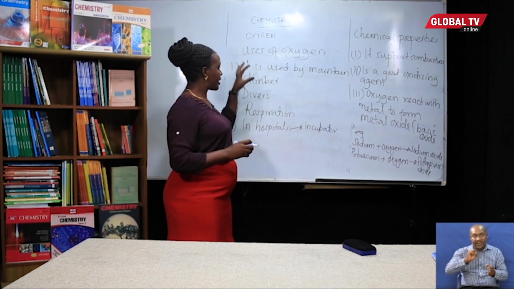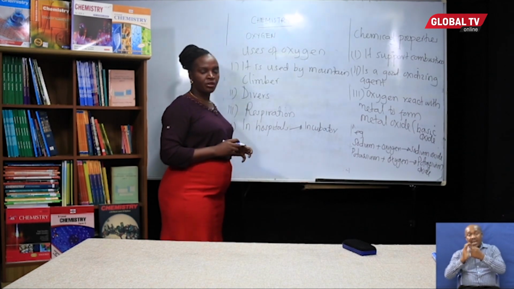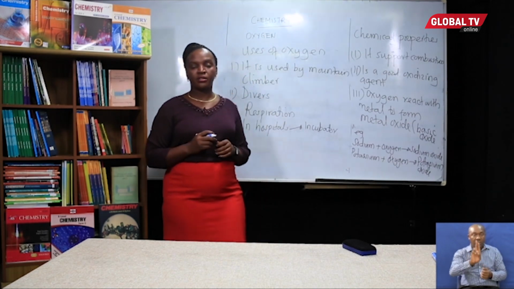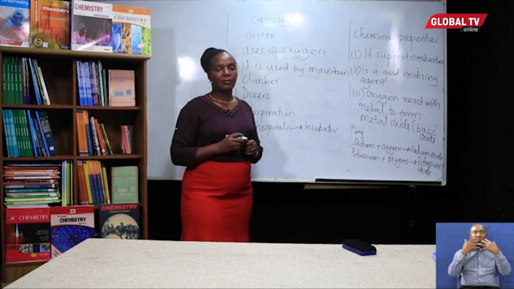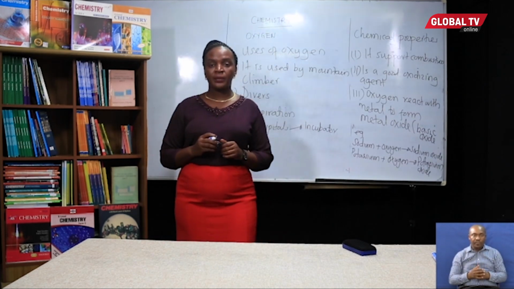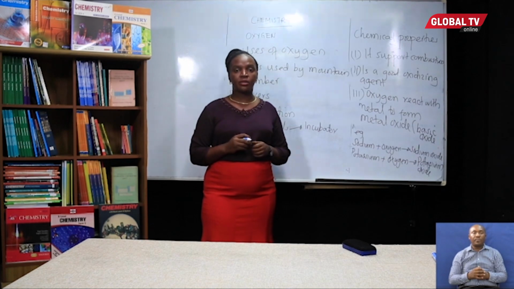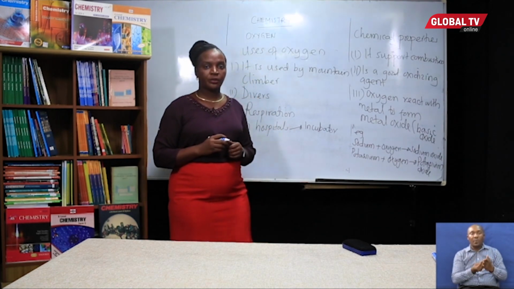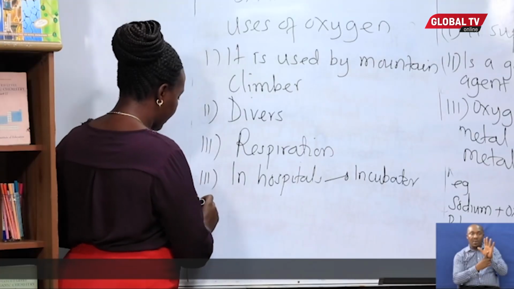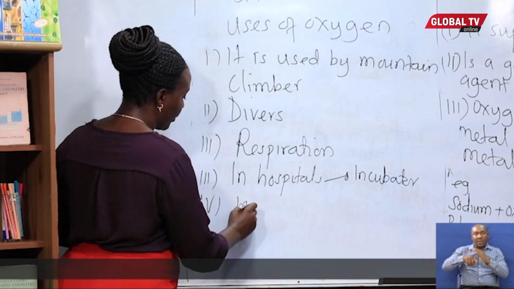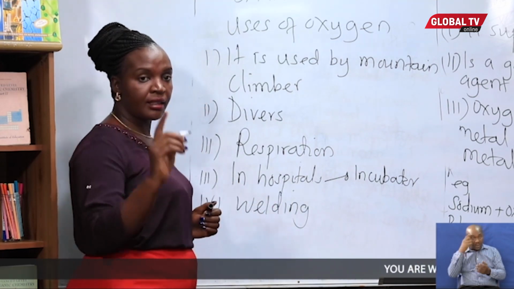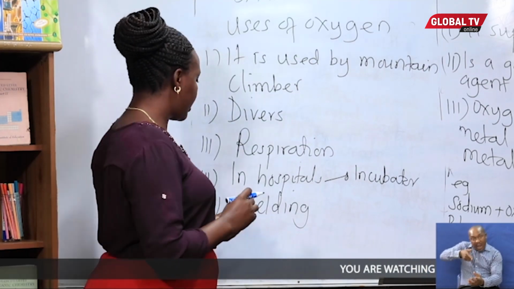So these are the uses of oxygen. If someone asks you to mention the uses of oxygen: it is used by divers, by mountain climbers, and in the hospital, in incubators for premature babies and in the intensive care unit, which we call ICU. But also it is used for the welding process, that is, it assists in the melting of metals.